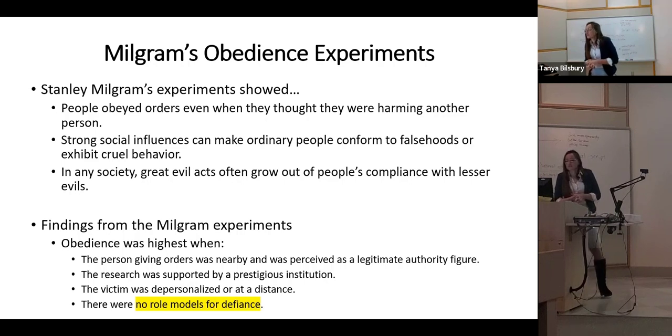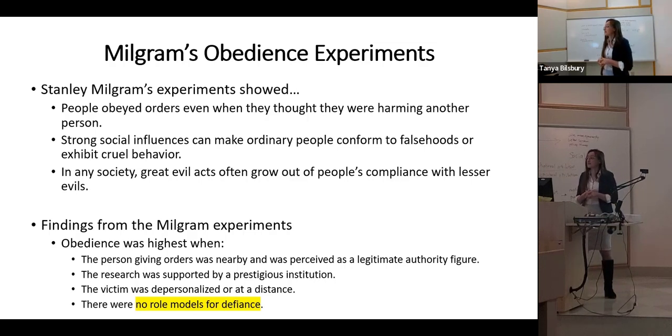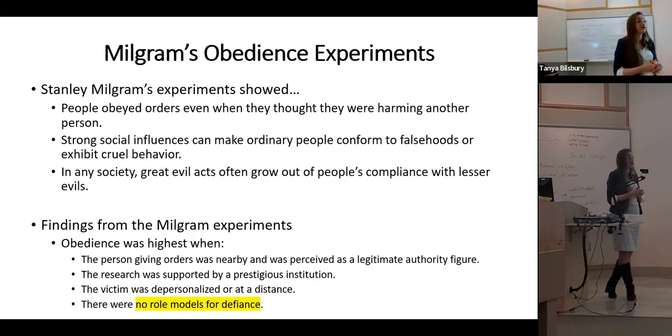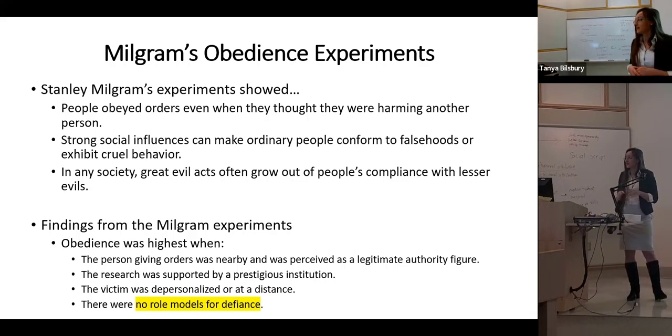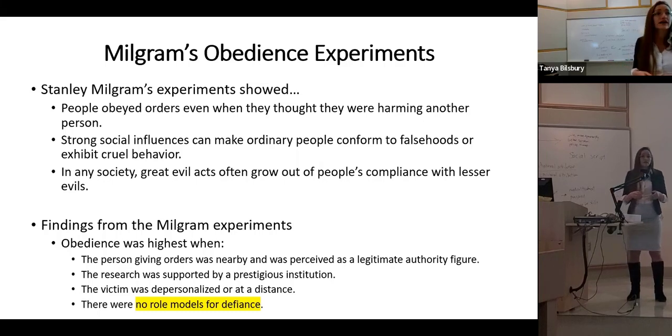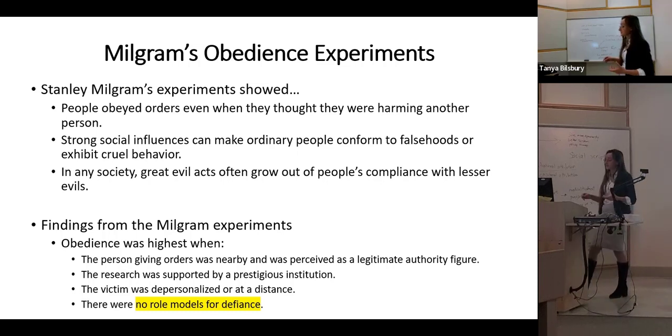One really important factor is that the experimenter takes responsibility for whatever happens. A really great way to get obedience to fall to zero is to say, okay, this guy has a heart problem, and if anything happens to him, you're liable for that. Nope, sorry, done. So the person giving the order is also taking responsibility for what happens.